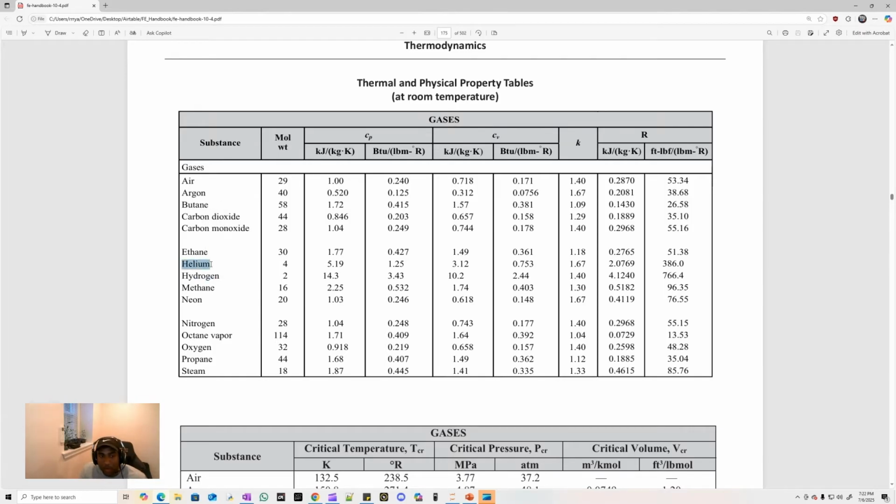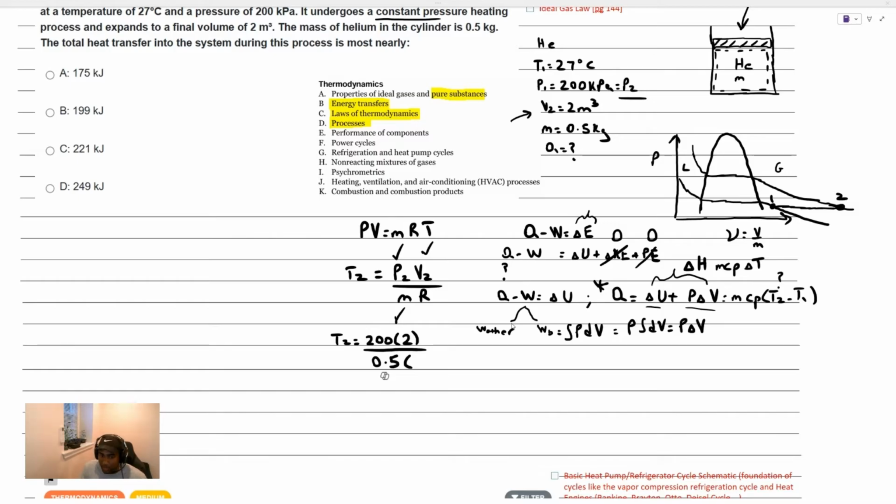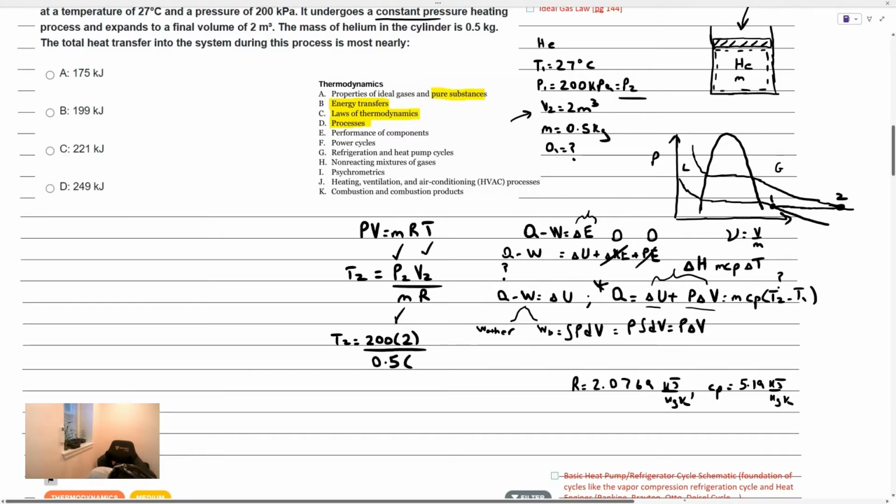And if you see here, we have helium. The CP is 5.19 kilojoules per kilogram Kelvin. So we're going to note that down, as well as the gas constant R, that's 2.0769. Let's go ahead and log those values here. R is 2.0769 kilojoules per kilogram Kelvin, and CP is equal to 5.19 kilojoules per kilogram Kelvin. Let's plug in the R here, 2.0769.